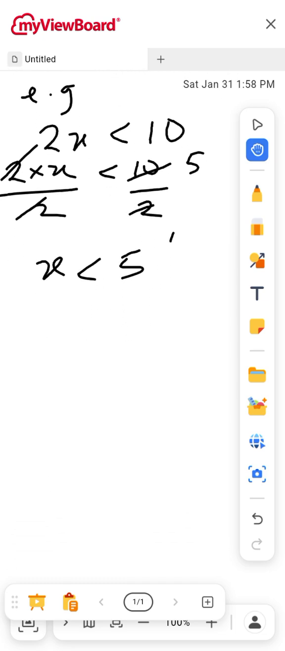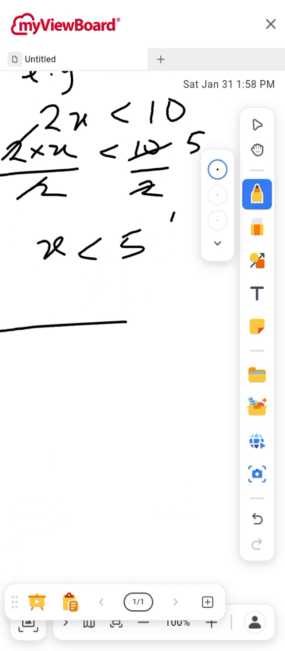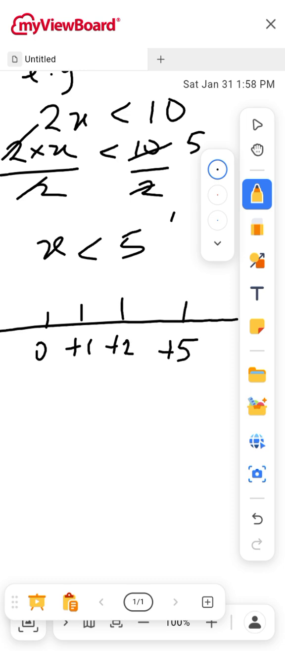And when we plot our graph, we learned that in the last class. This 5 is like plus 5. So plus 1, plus 2, let's say my plus 5 is here. For the less than, there's no equal to, so it's a plain zero circle. Where are the values that are lesser than 5? We have them just on the left hand side there: plus 4, plus 3. So this is the graph representing the inequality that you have solved.